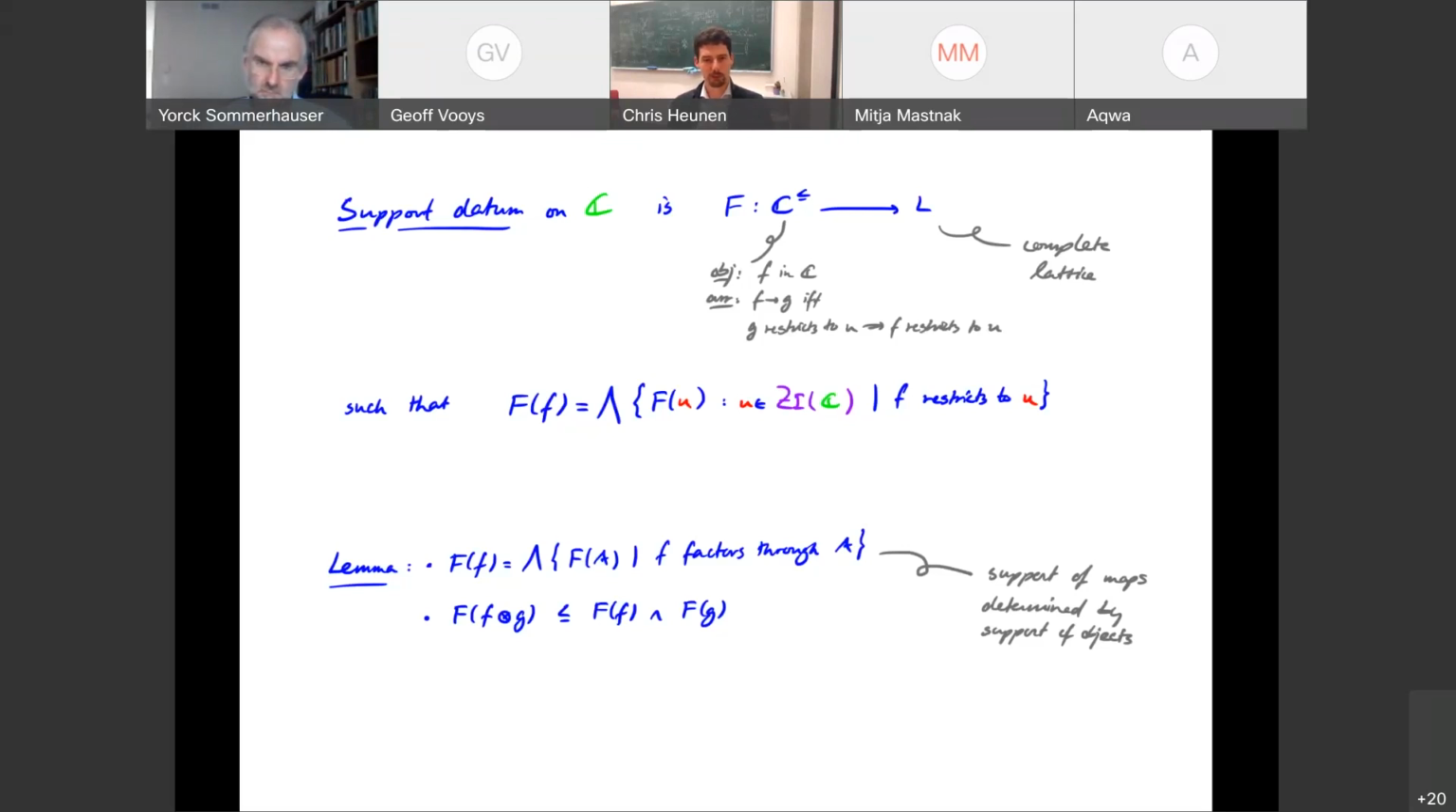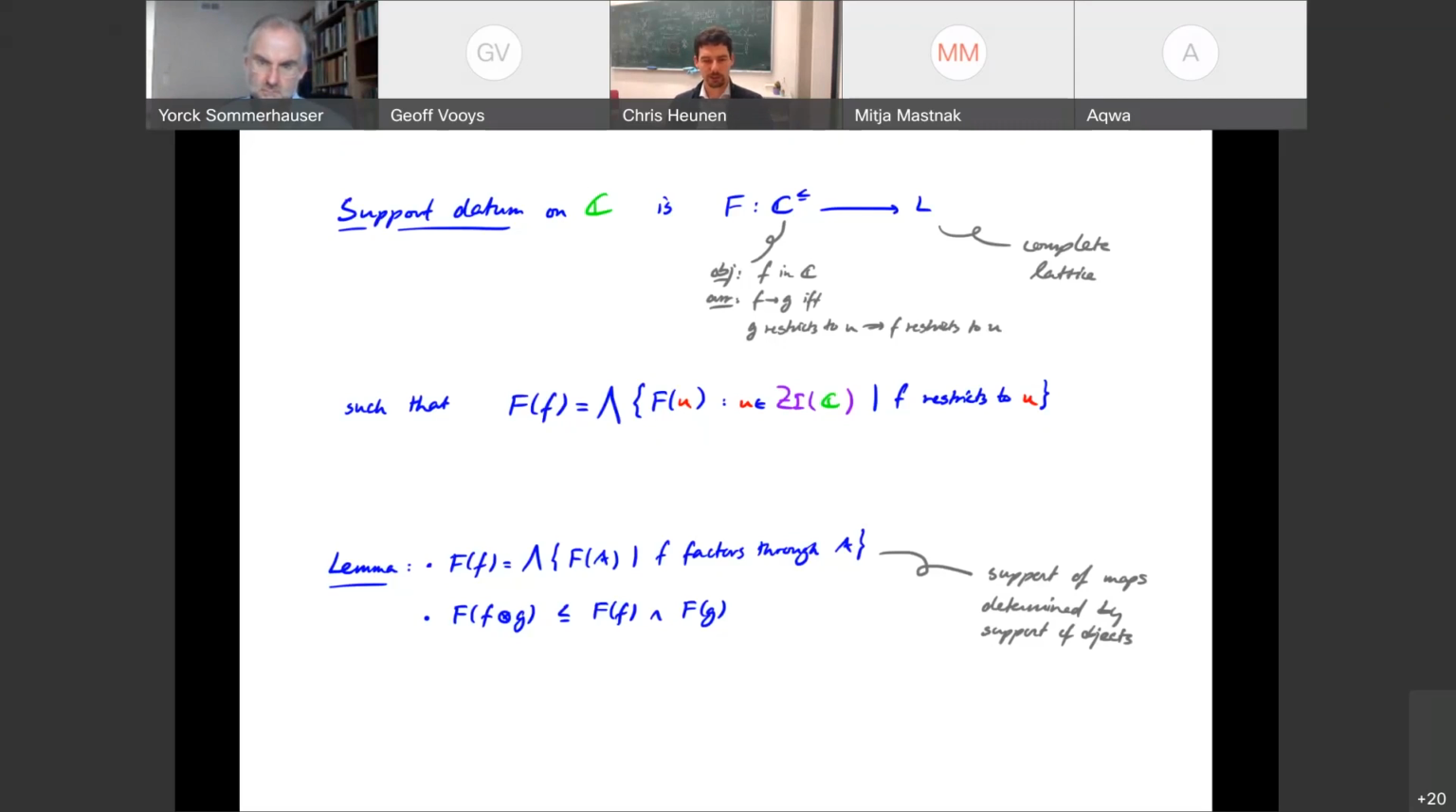Okay, so that's what an arbitrary support datum does. And again, it behaves like you think it should, like some sort of notion of support should behave. For example, if I know the support of a morphism F, I know the support of a morphism G, then the support of their tensor product, of their combination, is contained in the intersection of the two supports. And this is something you can just prove straight from the definition now.